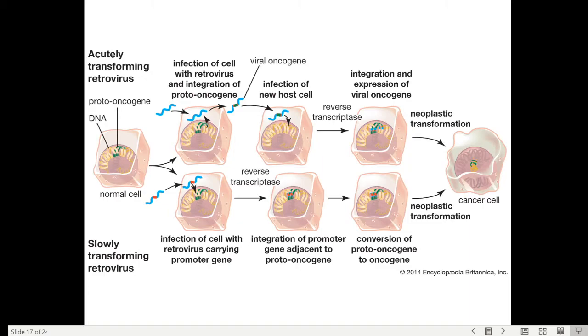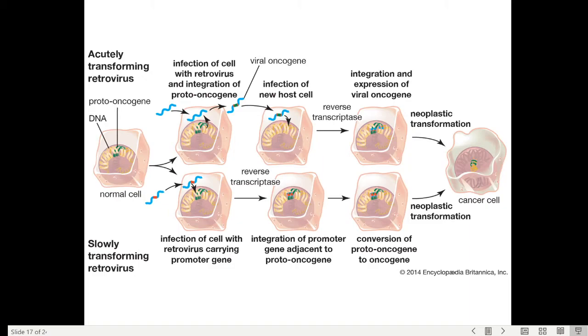In an acutely transforming retrovirus, once it enters the human cell, it is integrated into the infected human cell, and then only the viral particle alone enters. After the integration of the virus in our human cell system, neoplastic transformation happens in the cell. That neoplastic transformation makes the cell into an oncocell, that is, it becomes a cancer cell. These are all the steps involved in acute transformation.